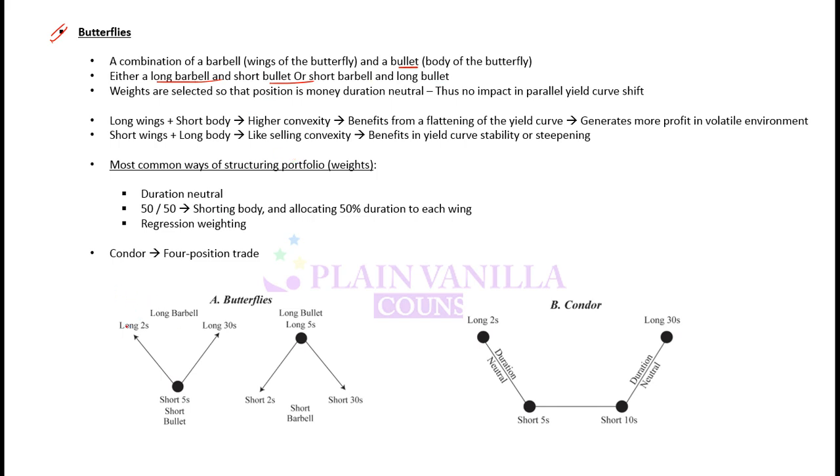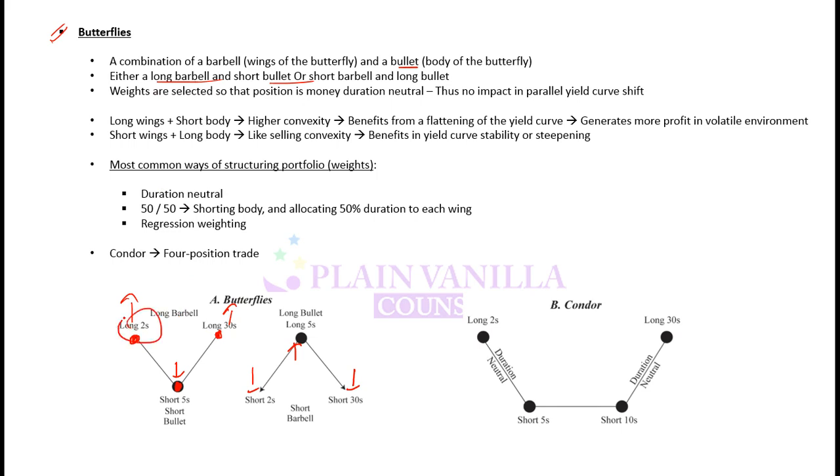For example, long in barbell would mean buying short maturity and long maturity bonds, and a short position in bullet would mean shorting the intermediate maturity bond. So this will be a butterfly. That is, you have taken long exposure here, and short exposure in bullet. Or you can take long exposure in bullet and short exposure in barbell. Both are types of butterflies. This structure is known as a butterfly.